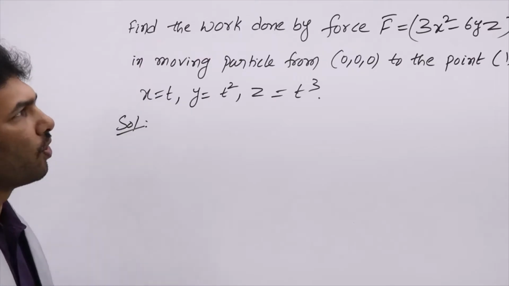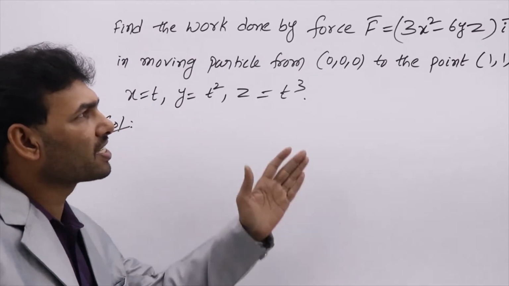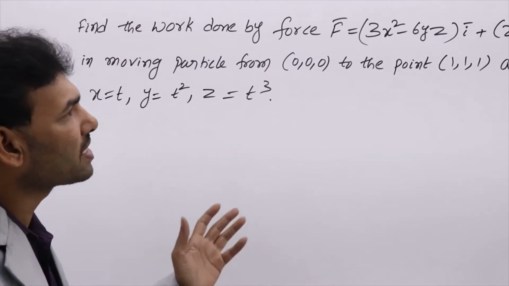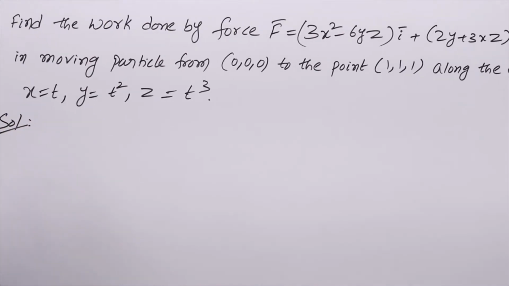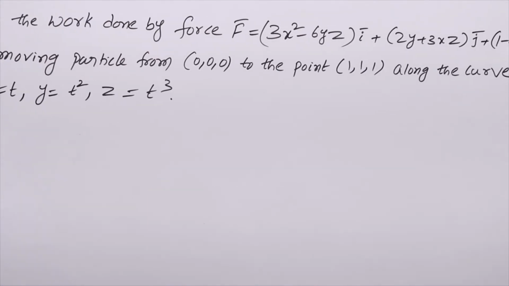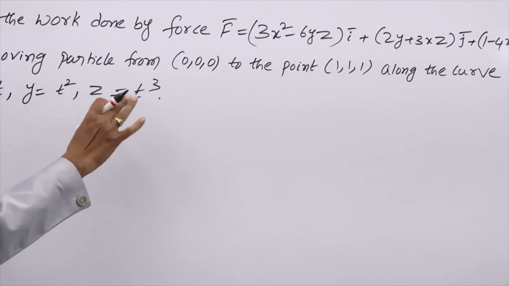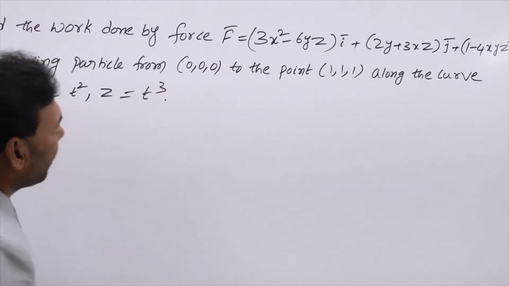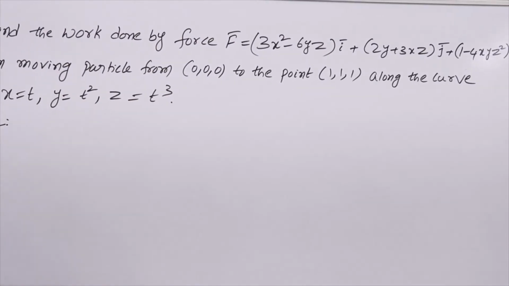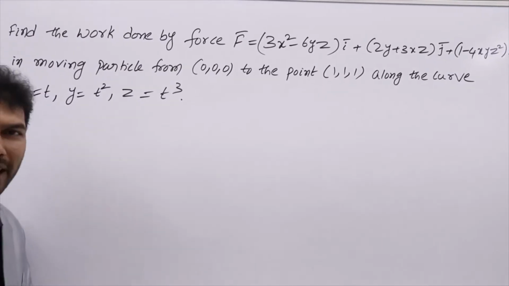Find work done by a force. Given vector point function is f bar equal to 3x square minus 6yz i bar plus 2y plus 3xz j bar plus 1 minus 4xyz square k bar, in moving a particle from this point to this point along the given curve. Now we need to find work done by a force.